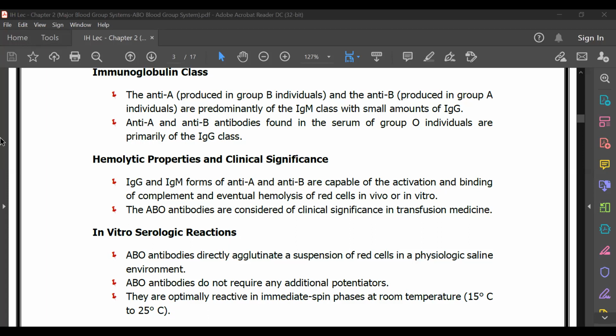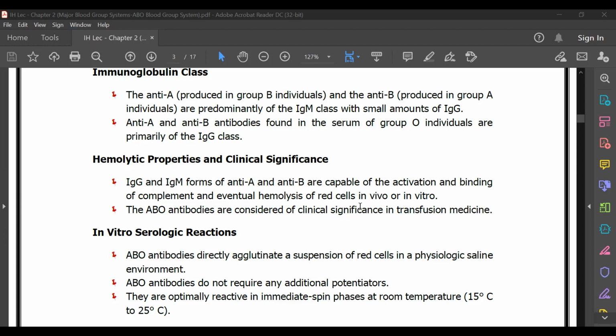So, okay, let's continue. Saan na tayo? Hemolytic properties. So, sabi ko kanina, the ABO antibodies are considered of clinical significance in transfusion medicine. Class, when we say clinical significance, these are antibodies capable of causing decreased survival of transfused cells, as in, for example, transfusion reaction. So, meaning, antibodies that are capable of causing transfusion reaction. Okay, so in immunohematology, antibodies considered of clinical significance are antibodies capable of causing transfusion reaction.